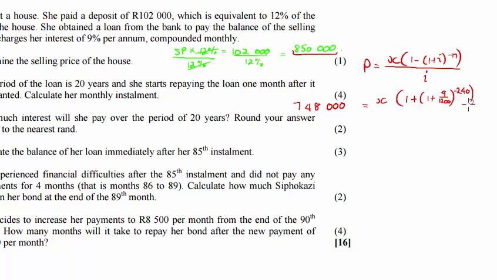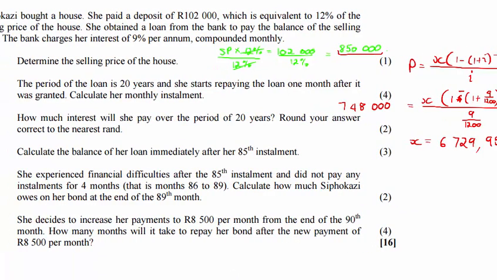So negative 240 divided by 9 over 12, 100. And so what did you get your X value as? So you say 6729.95. Cool.